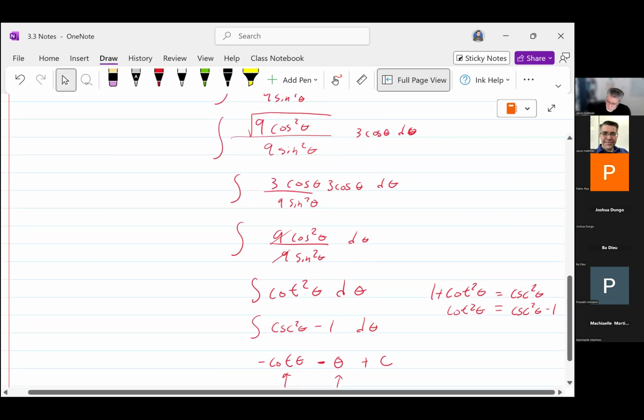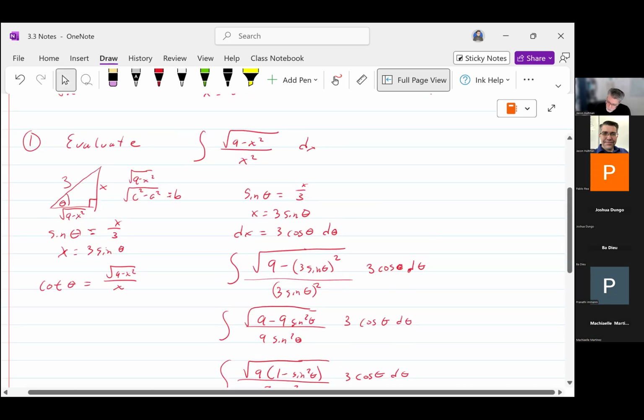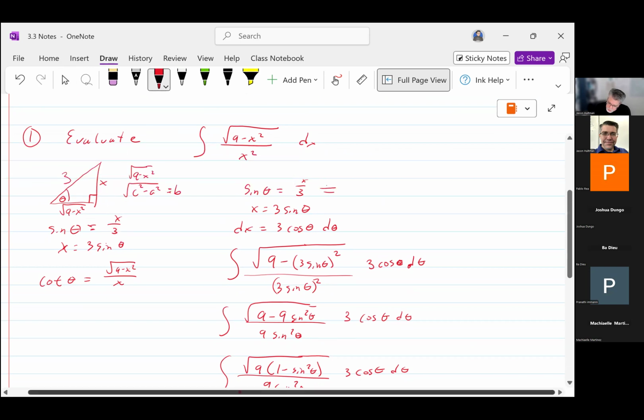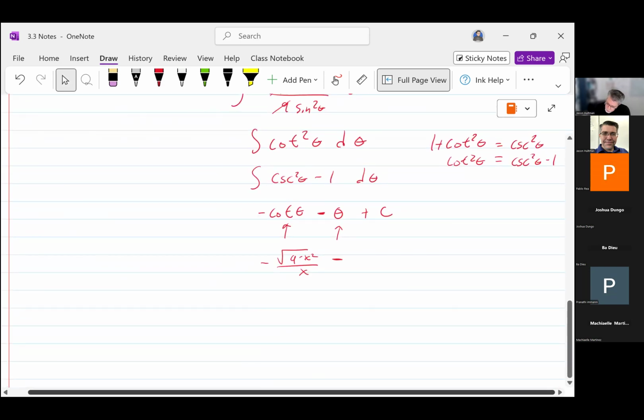Well, in the very beginning, we let the sine of theta equal x over 3. Okay. So this implies that theta is equal to the inverse sine of x over 3. So we're going to plug that into our solution here. So the inverse sine of x over 3 plus c. And that's about it for that one.